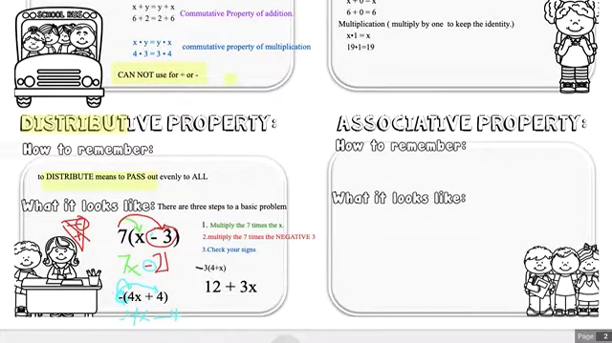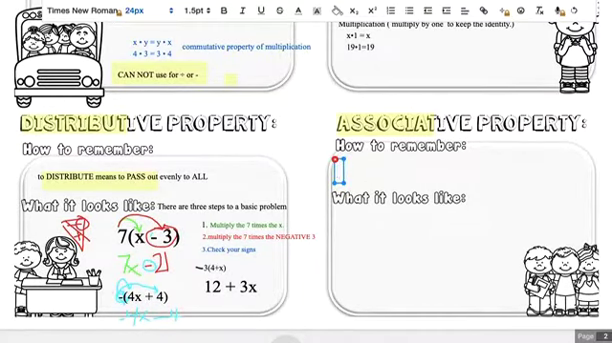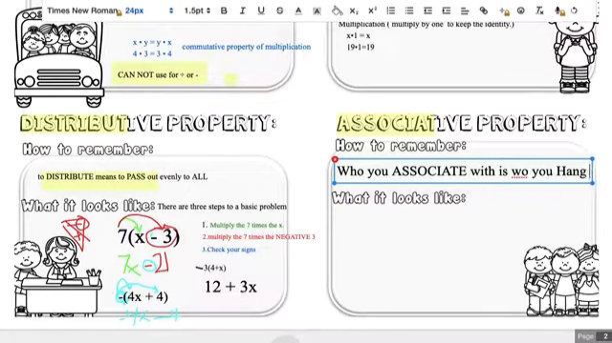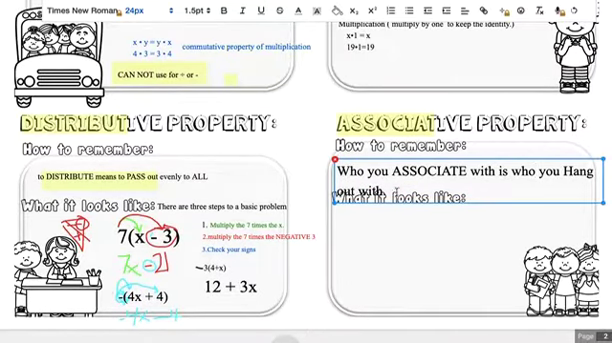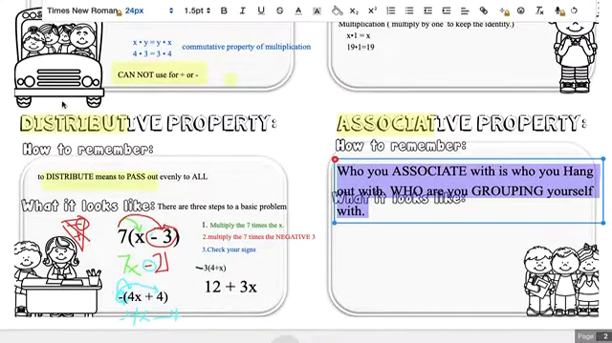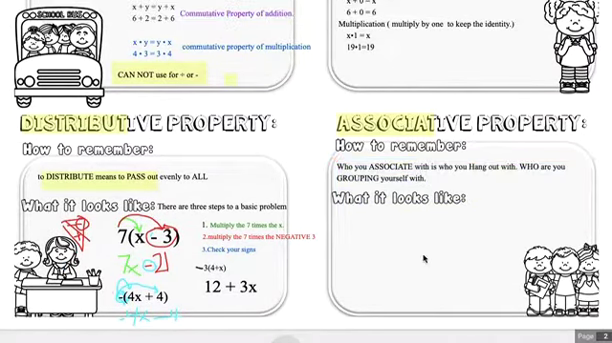The last property that we're going to talk about today is the associative property. With the associative property, we're going to remember that the root word is to associate. So how do you remember associate? Associate means who you hang out with. Who are you making your friends with? Who are you grouping yourself with? So what this property looks like is you are going to make numbers hang out by using parentheses.